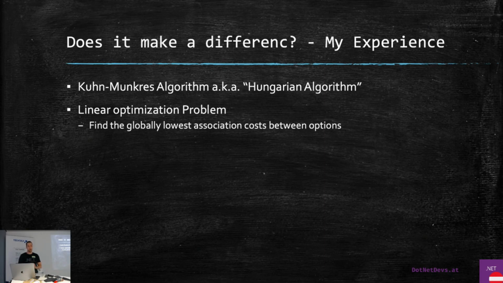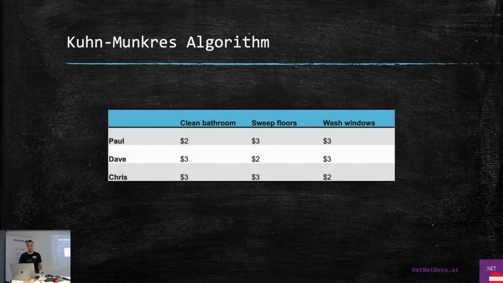My experience: I was implementing an algorithm called the Kuhn-Munkres algorithm, also the Hungarian method or Hungarian algorithm, which is a linear optimization problem solver. It tries to find a global lowest cost for an association problem. So of course, I do that every day.